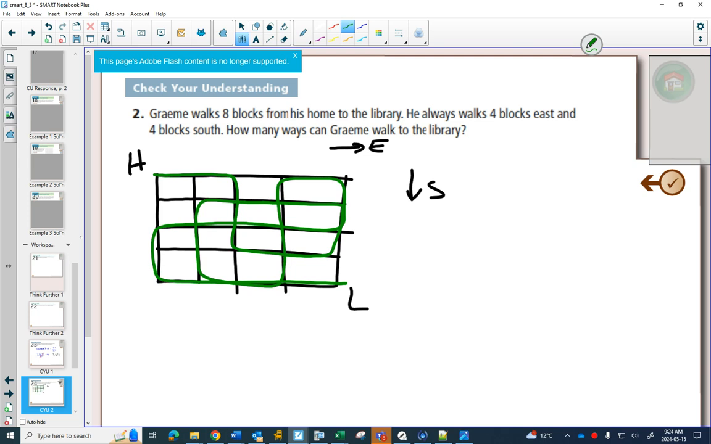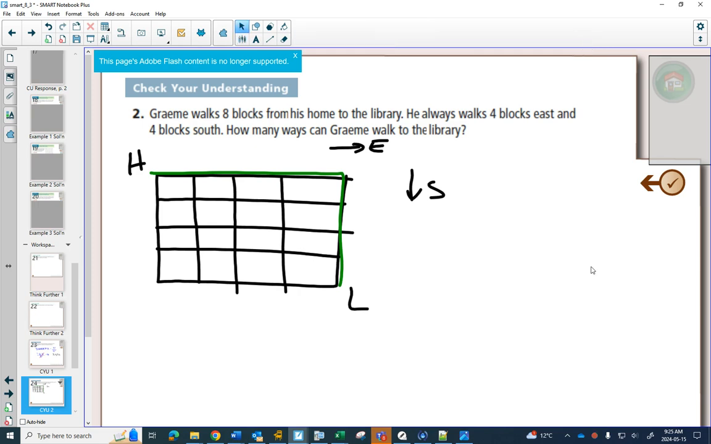We're going to assume that Graham is smart enough that when he's going to the library, he's going to be efficient. And he always has to walk 4 blocks east. Does it make sense that you're going to have to do 4 to the east and 4 to the south somewhere? So he could do all 4 east, all 4 south. That could be a possibility, right? He could do this as a possibility.